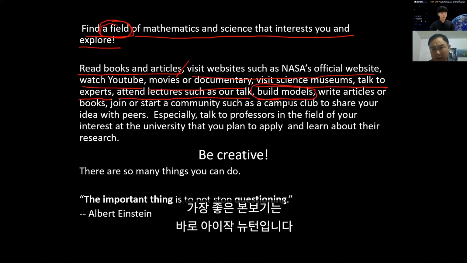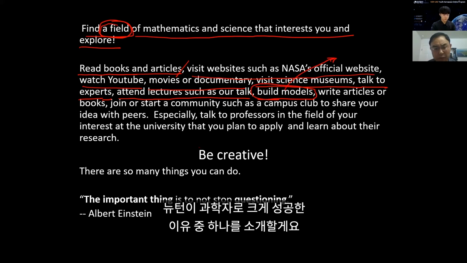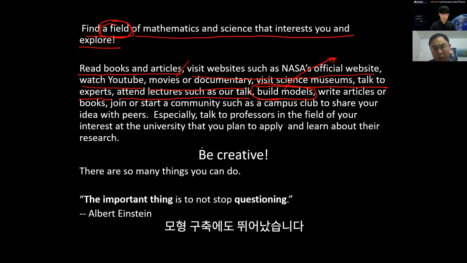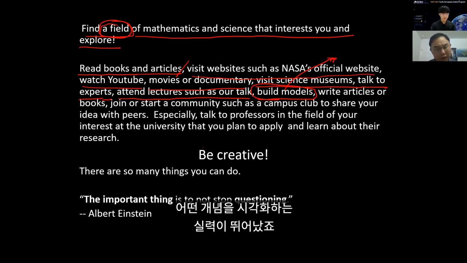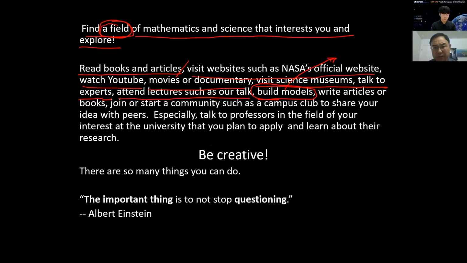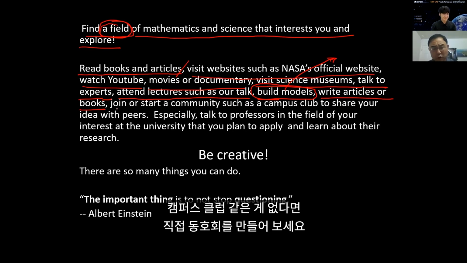An example is Sir Isaac Newton. He was very, very successful. One of the reasons is that while he was solving a math or physics problem, he was also really good at building models. He was very good at visualizing concepts, and this is one of the key reasons why he could be so productive. Write articles, publish books, and join, or why don't you start, communities?